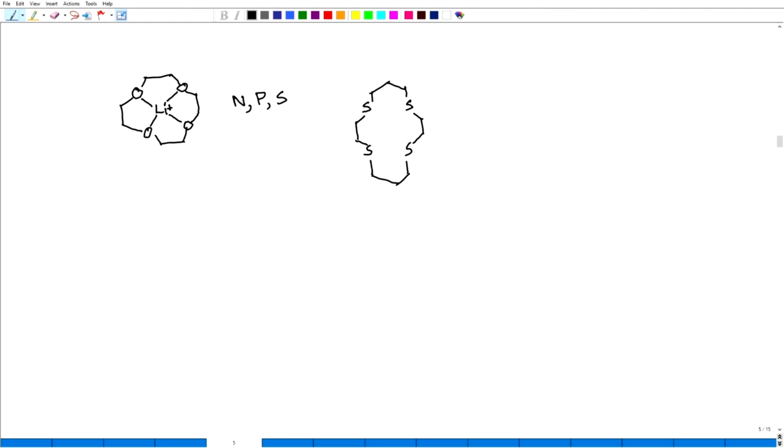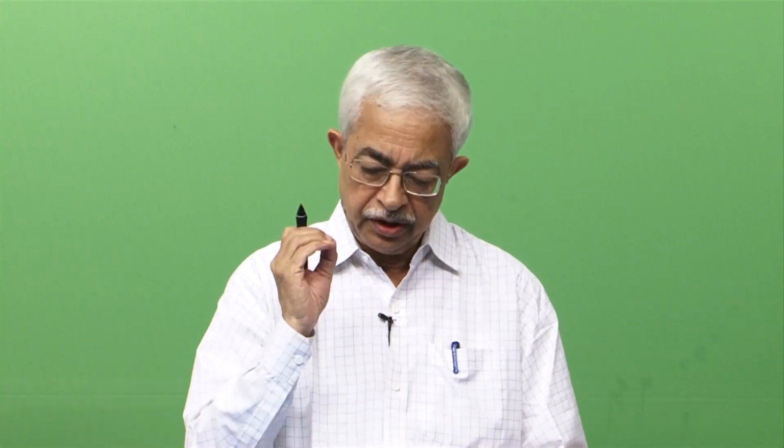So, people are always trying to have systems where a particular macrocycle specifically binds a metal ion. Some ground rules exist, but we have not been successful in having macrocyclic compounds which will specifically bind a particular metal and not any of the others. That is still not realized, but we have understood a few things.